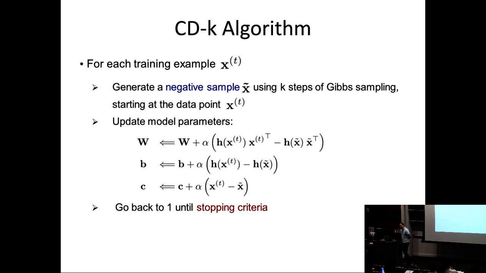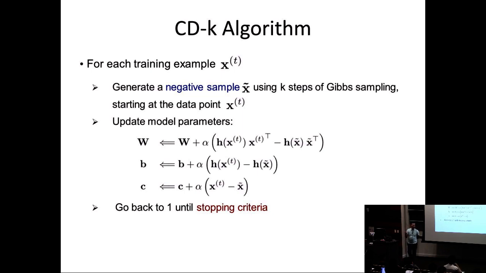Now, if I look at contrastive divergence learning with k steps, again, you generate a negative sample x using k steps of Gibbs sampling, which is extremely easy to do with RBMs. That's why people are using these kinds of models, because they just go up, down, up, down. You generate the negative sample using k steps of Gibbs sampling, starting at a data point. So every time you start at a new data point, you run your chain for k steps. It's almost like taking the data point and corrupting it a little bit. And you go back to 1 until some stopping criteria.